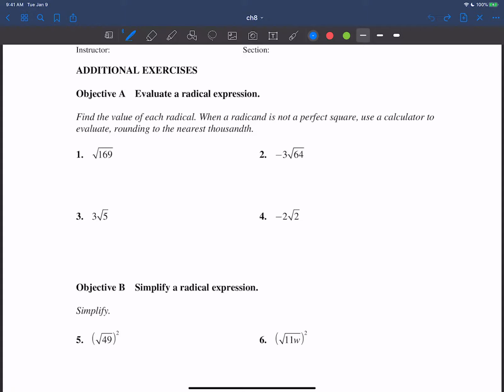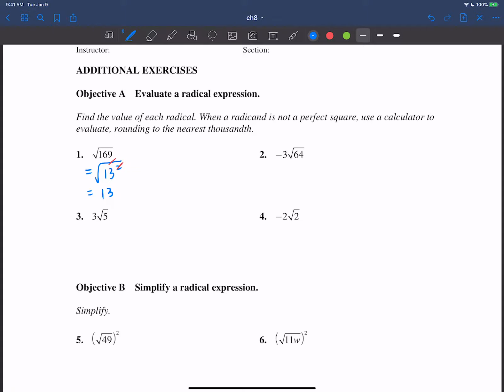Objective A. Evaluate a radical expression. Number 1. Square root of 169. Since 169 is a perfect square, I could rewrite the radical 169 as 13 squared. And as we know, square root and square are inverse operations, so you could cross them out, and your final answer is simply 13. Since this is already a whole number, we don't need to round it to the nearest thousandth.